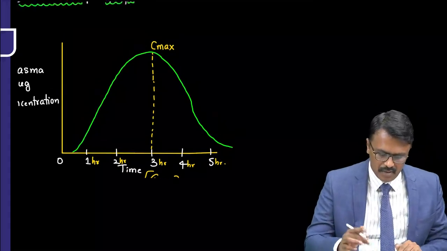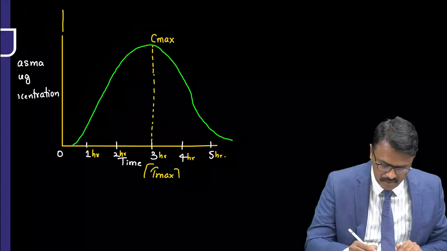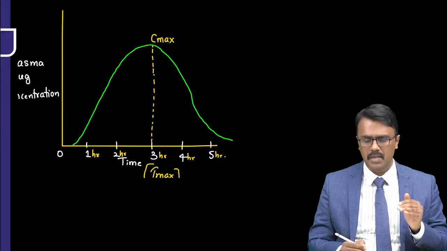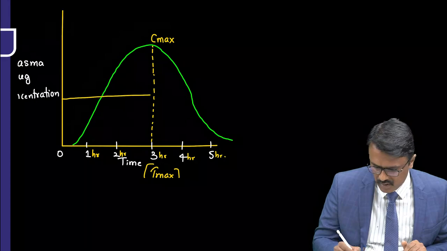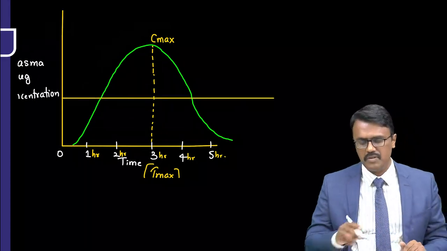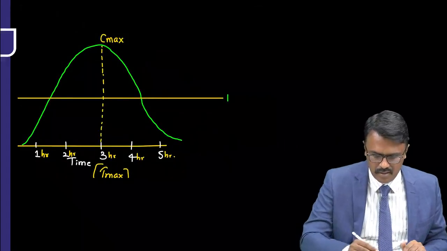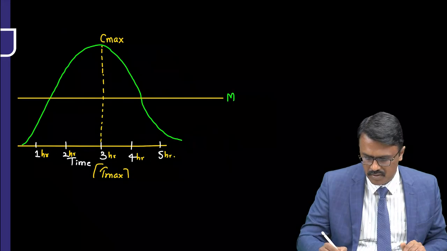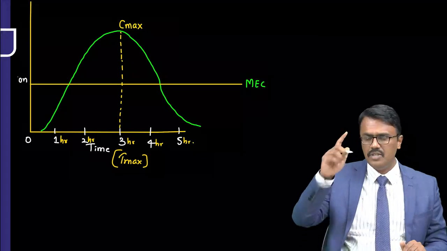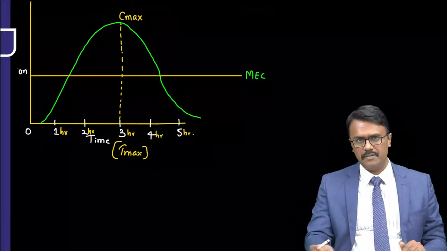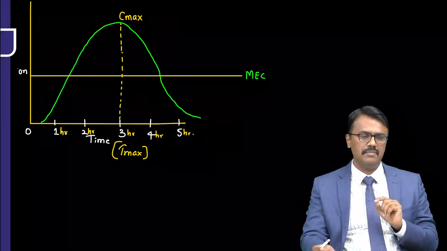Now, another important aspect we need to understand here is that there is a concentration called minimum effective concentration. Let me draw the line. So what do you mean by that? This is the minimum effective concentration. The meaning is that only when the drug achieves that level will it start working.